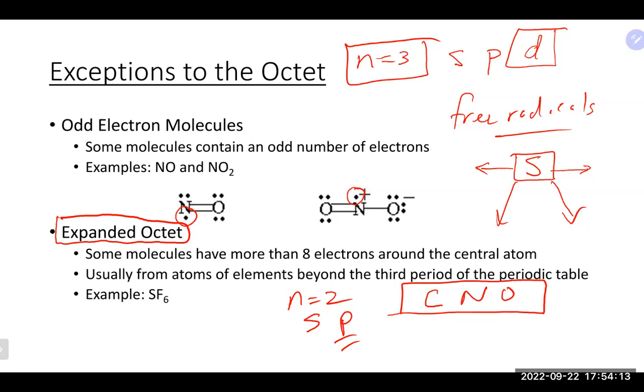So SF6 here is an example of that. If we count up our electrons here, we have 6 plus 6 times 7, which is 48, I think. We're going to put the sulfur in the middle, and we will have 6 fluorines attached to it: 1, 2, 3, 4, 5, and 6. And obviously we would fill up our outside atoms here.